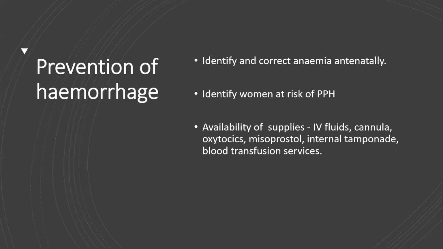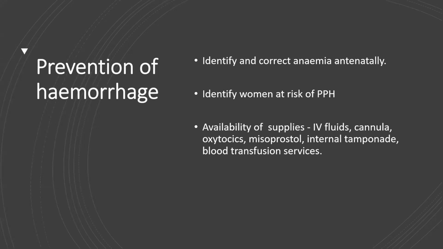The second thing is to identify women at risk. If we are seeing someone at the clinic with twins, polyhydramnios, previous postpartum hemorrhage, retained placenta, those patients would be optimized and transferred to a higher level of care, because we know that what determines the outcome of the current pregnancy is what happened in the previous pregnancy. So we should identify women at risk and refer them to higher levels of care.